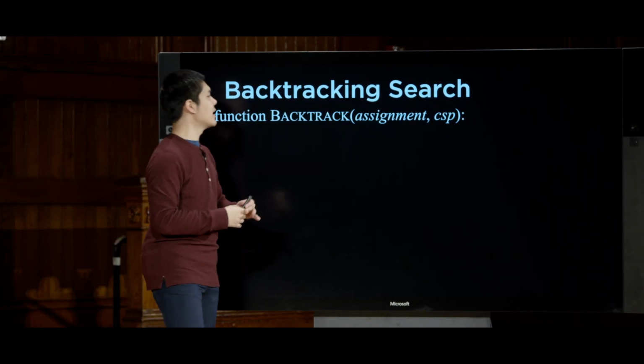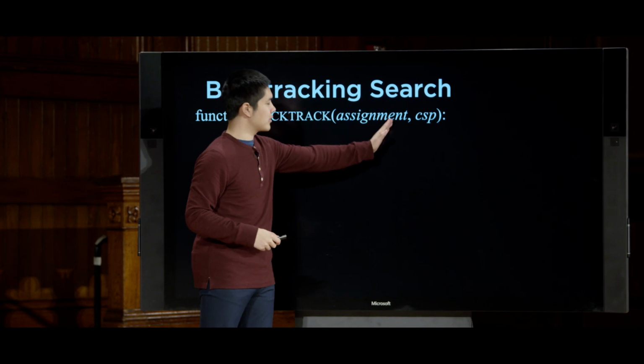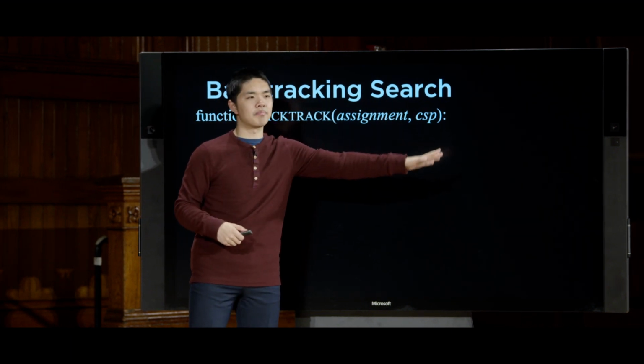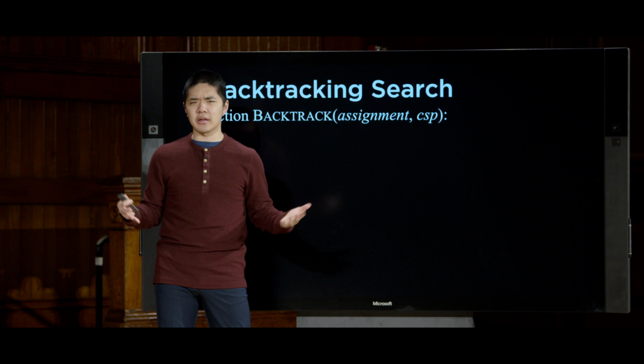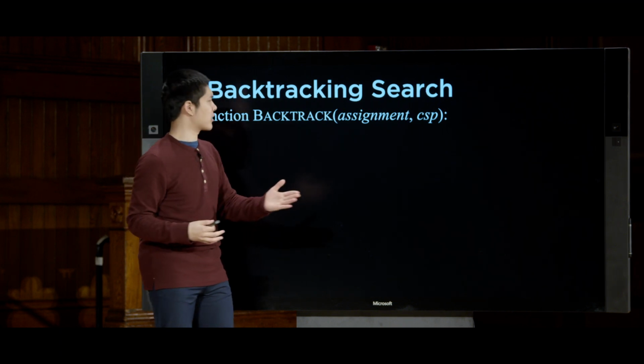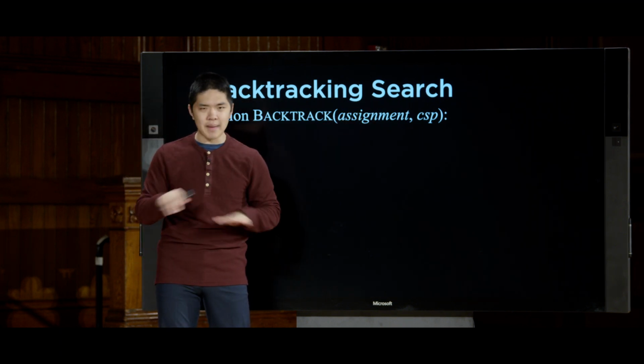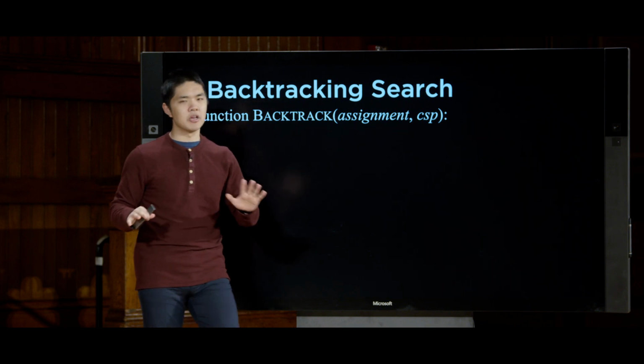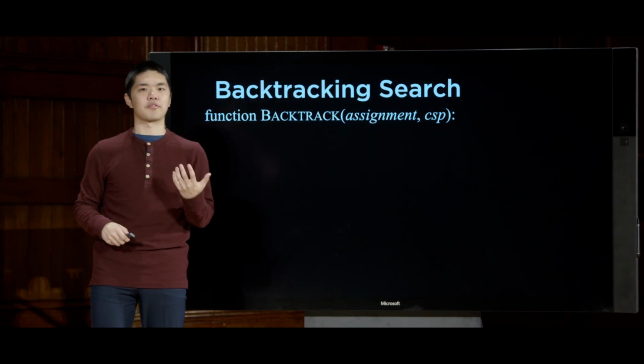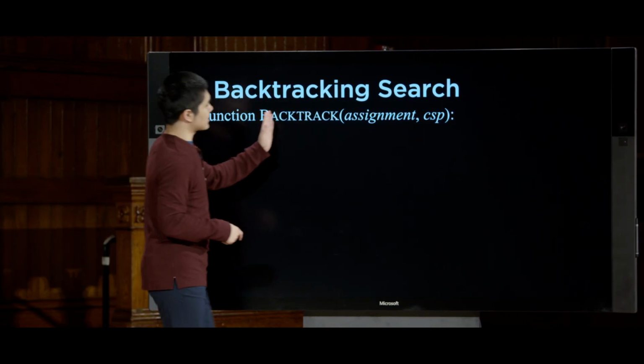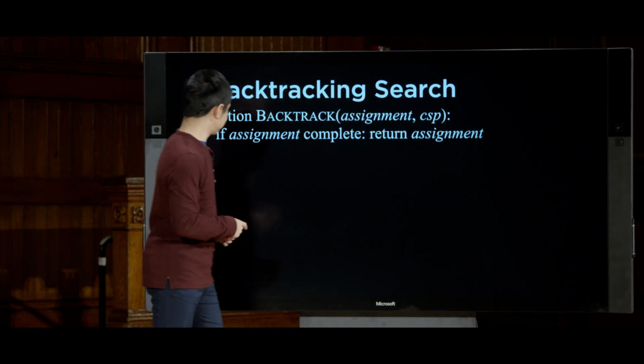Function called backtrack that takes as input an assignment and a constraint satisfaction problem. So initially, we don't have any assigned variables. So when we begin backtracking search, this assignment is just going to be the empty assignment with no variables inside of it. But we'll see later this is going to be a recursive function. So backtrack takes as input the assignment and the problem.